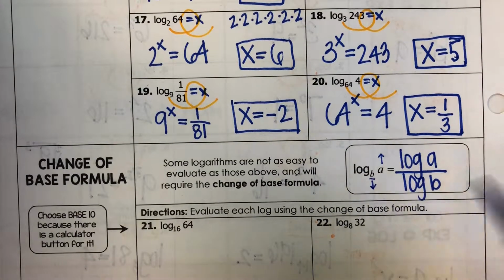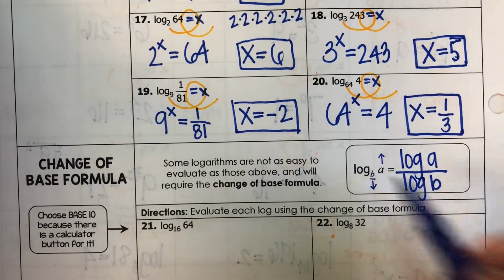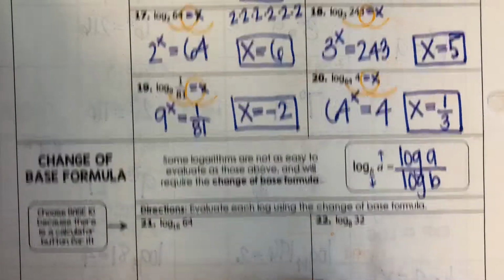This one is going to go on the top, so this is going to be my numerator. That's going to be my denominator. Let me show you what I mean by that.